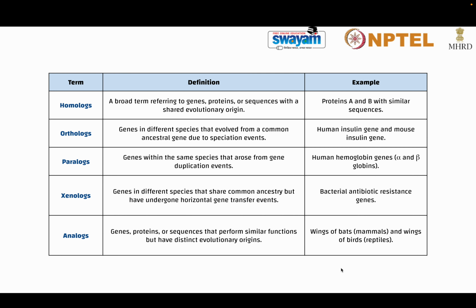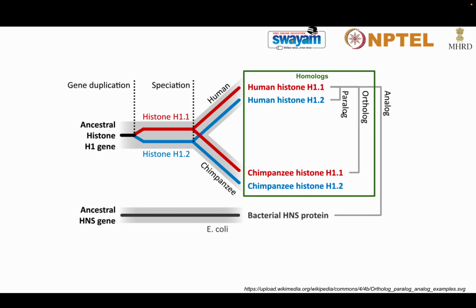So this is analogs. Now here I've provided you an example. There was some ancestral histone gene, the H1 gene, which was present.